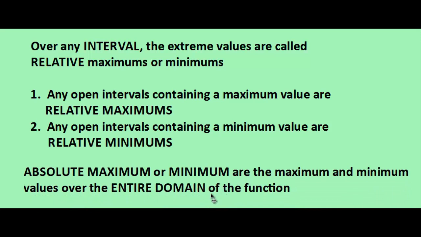But we're going to also use this term absolute maximum or minimum to denote an absolute maximum value or minimum value over the entire domain of the function. So we can have relative maximums or minimums that may not be over the entire function, but over a certain interval they are. But absolute is over the entire interval.